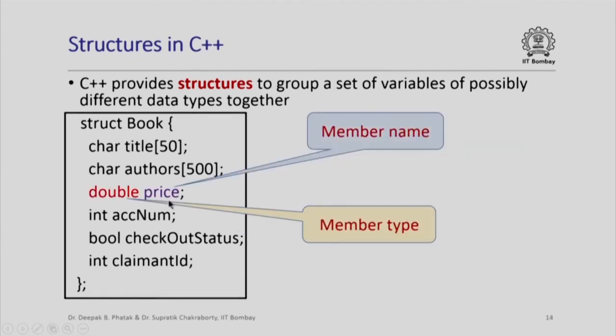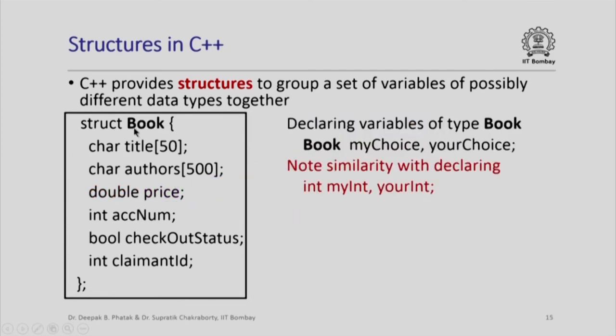Now a member of the structure has two parts: a member type and a member name. So here price is the name of a member of data type double, and as I just said, we could declare variables of this structure type book. Here I am declaring two variables, my choice and your choice, of structure type book, and note the similarity with declaring two variables, my int and your int, of data type int.